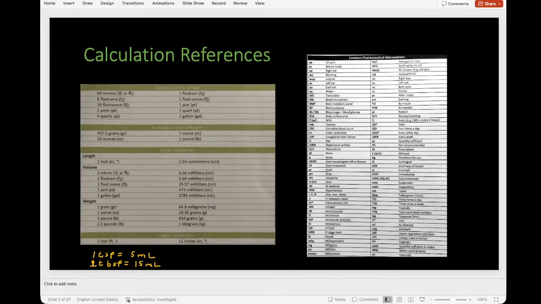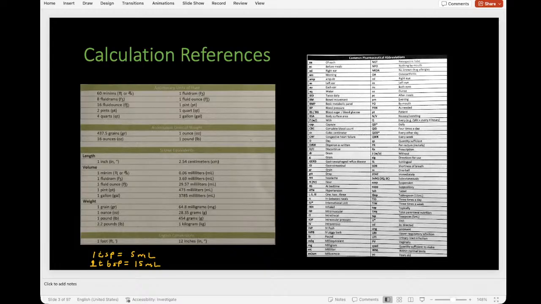This is another units of weights conversion that involves grains, ounces, pounds. Just be familiar with this as well, and also the SI unit equivalents.